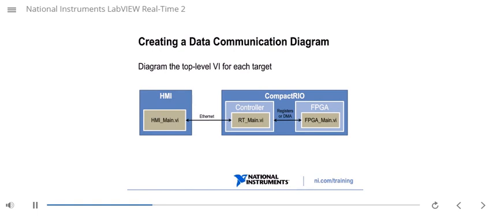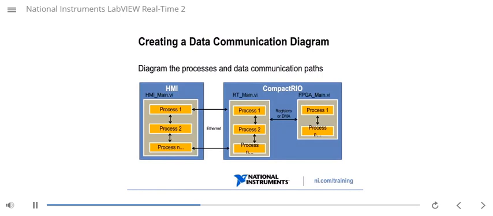Once we have the programmable targets defined, we're then going to diagram the top level VI for each target. So as you can see on the left side, within the HMI, we now have the HMI main.vi. HMI main is going to communicate via Ethernet to RT main, which runs on the compact RIO controller. RT main is then going to communicate via a communication path, be it registers or DMA, whatever we chose for the application, to FPGA main, which runs on the FPGA. The idea of this is so that we know which pieces of the system are talking to which other pieces, and where they're located in terms of the programming target.